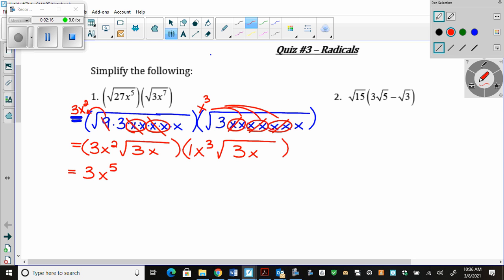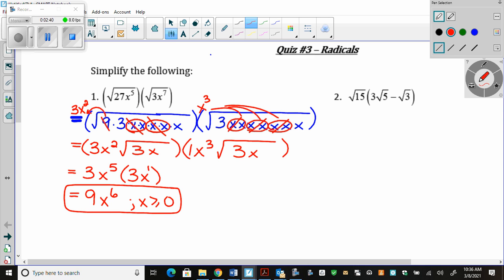Then, what did I tell you when we go square root 3x times square root 3x? The square root sign goes away and we get 3x in brackets because they match. So our answer is 9x to the 6, because we had exponents, and we had to follow behind with x has to be greater than or equal to 0, because we had an x under the square root, didn't we?